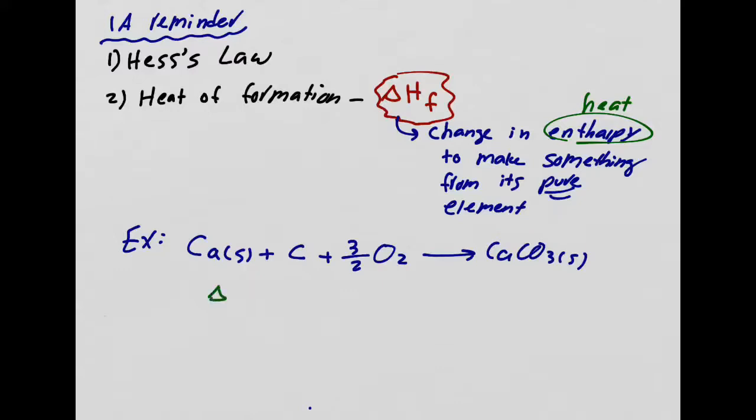So delta H of formation for calcium carbonate is negative 1207 kilojoules per mole. Again, delta H of formation is how you made something from its pure element. So if I want calcium carbonate, pure element is calcium, pure element is carbon, pure element is oxygen. How I made that from what nature has given me. That's delta H of formation.